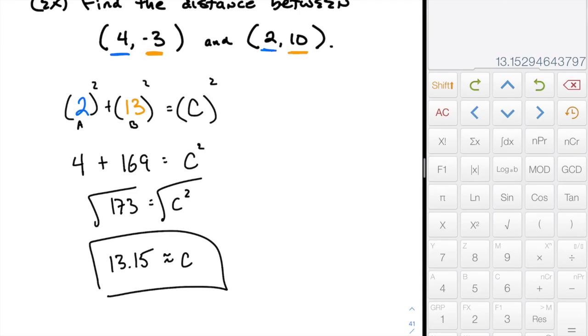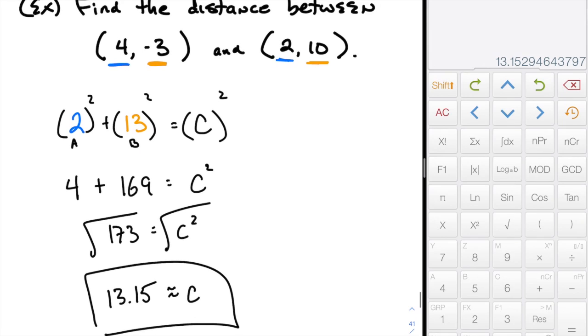Now, I hope you see how easy this technique is. Color-coded so you can see we find the difference between the x's, the difference between the y's, and those two numbers, in this example, 2 and 13, are your A and B. Good luck finding the distance between points, whether you go with the graph version or you go with the one that's on the screen right now, the formula.